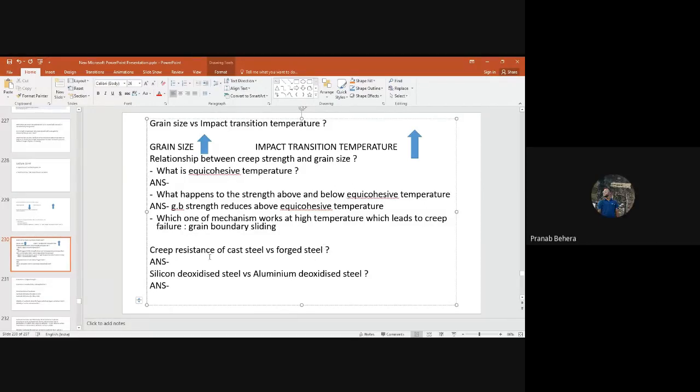Sir, creep resistance is more in forged steel. Can you justify that? In forging, we are taking our steel to very high temperature. At that temperature, grain coarsening occurs. That's why we acquire fewer grain boundaries. So creep resistance is more. Okay. Anybody want to try? Yeah, Pranav has tried somewhat, but can you people try this one?